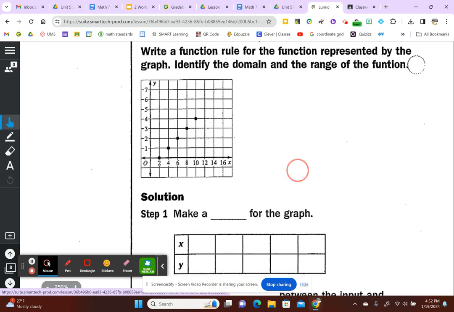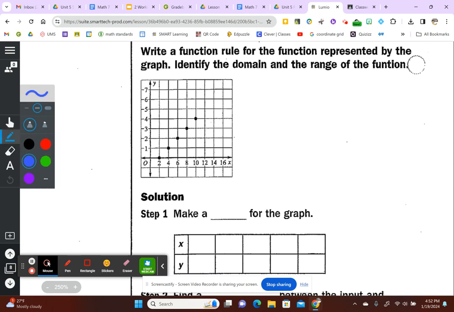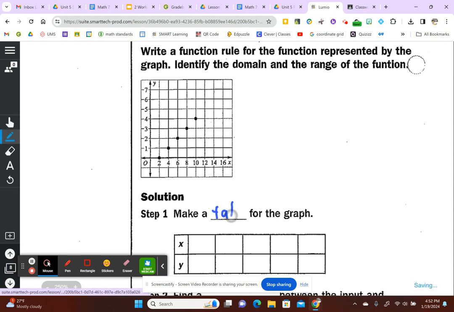So now this says, here is a graph. Instead of going from a table to a graph, let's go from a graph to a table and find the rule. Okay, so we're going to make a table for this graph, and I'm going to look at this point first. That point is 2, 0. I'm going to look at this point. That point is 4, 1. This is 6, 2. This is 8, 3. And this is 10, 4.